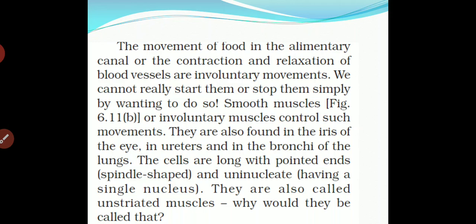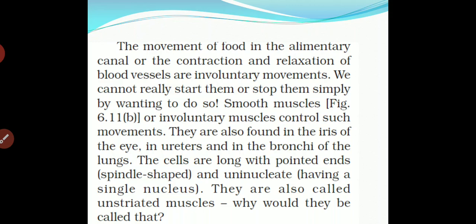Smooth muscles, which we have observed. In smooth muscle also, involuntary muscle controls such movement. So such movements are carried out by involuntary muscles, which are not under the control of a human being. They are also found in the iris of the eye. In the iris of the eye you can see that involuntary muscle, like smooth muscle, is present.